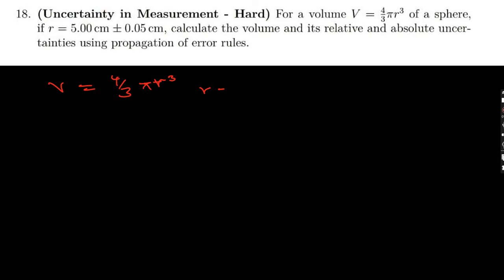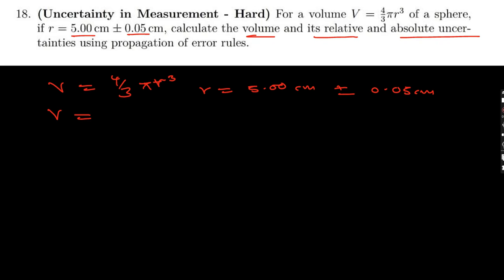If the radius is given to be 5.00 centimeter, plus or minus 0.05 centimeter, calculate the volume and its relative and absolute uncertainty using propagation of error laws. So you have three things which you need to find: the volume, the relative uncertainty, and the absolute uncertainty. To find the volume, because we know that this is the radius and this is the uncertainty in the radius, this is what you need to know.